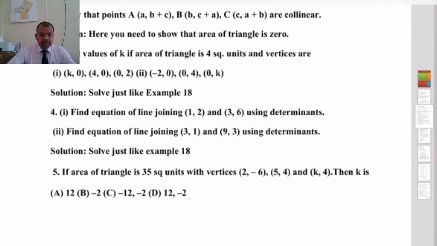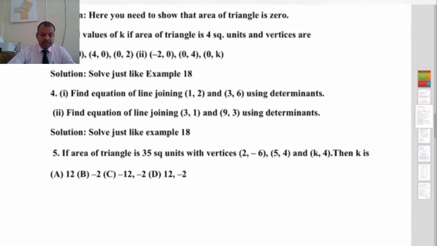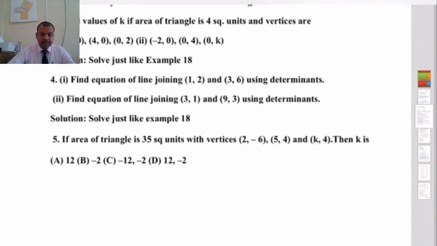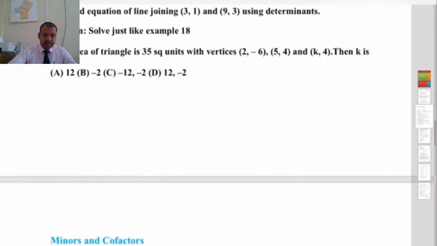Now question number 4. Find the equation of the line joining (1, 2) and (3, 6). This we have studied earlier in the example. So solve just like example number 18. And the next question, question 5, is: if the area of the triangle is 35 square units with vertices (2, minus 6), (5, 4) and (k, 4), then find k. Just solve it, it's very easy.